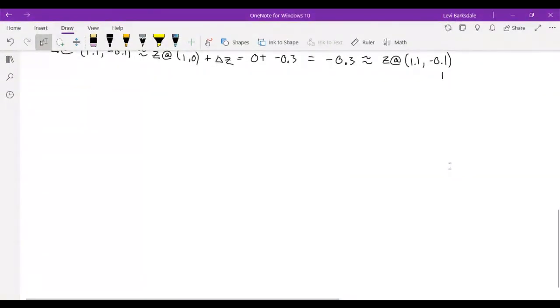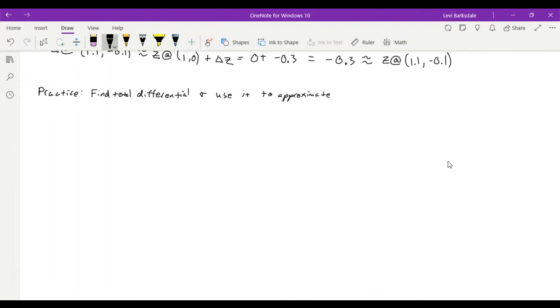Okay, let's go ahead and do a practice problem. Find the total differential and then use it to approximate the function at the given point.